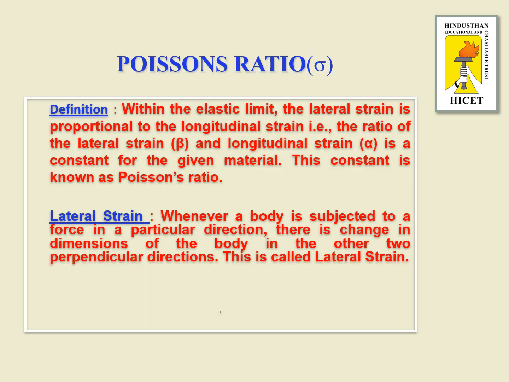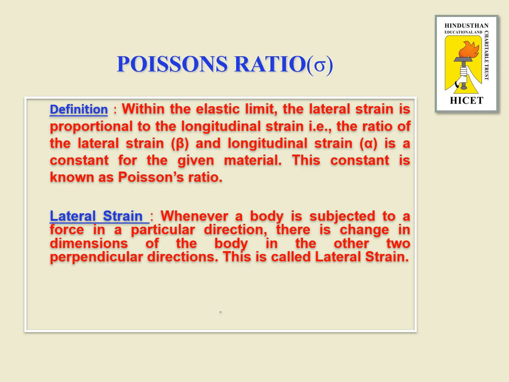Poisson's ratio. The definition is: within the elastic limit, the lateral strain is proportional to the longitudinal strain. That is, the ratio of the lateral strain beta and the longitudinal strain alpha is a constant for a given material. This constant is known as Poisson's ratio.